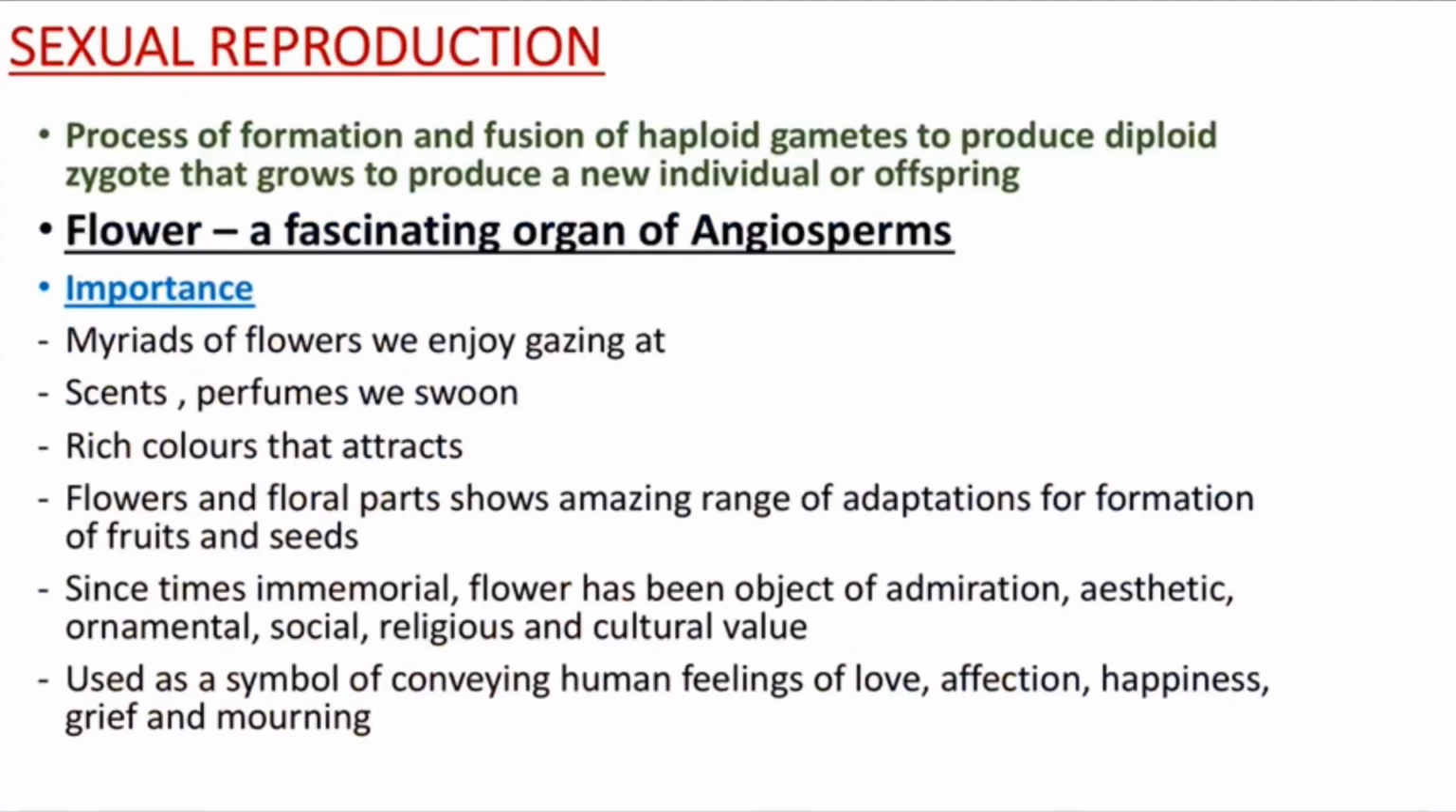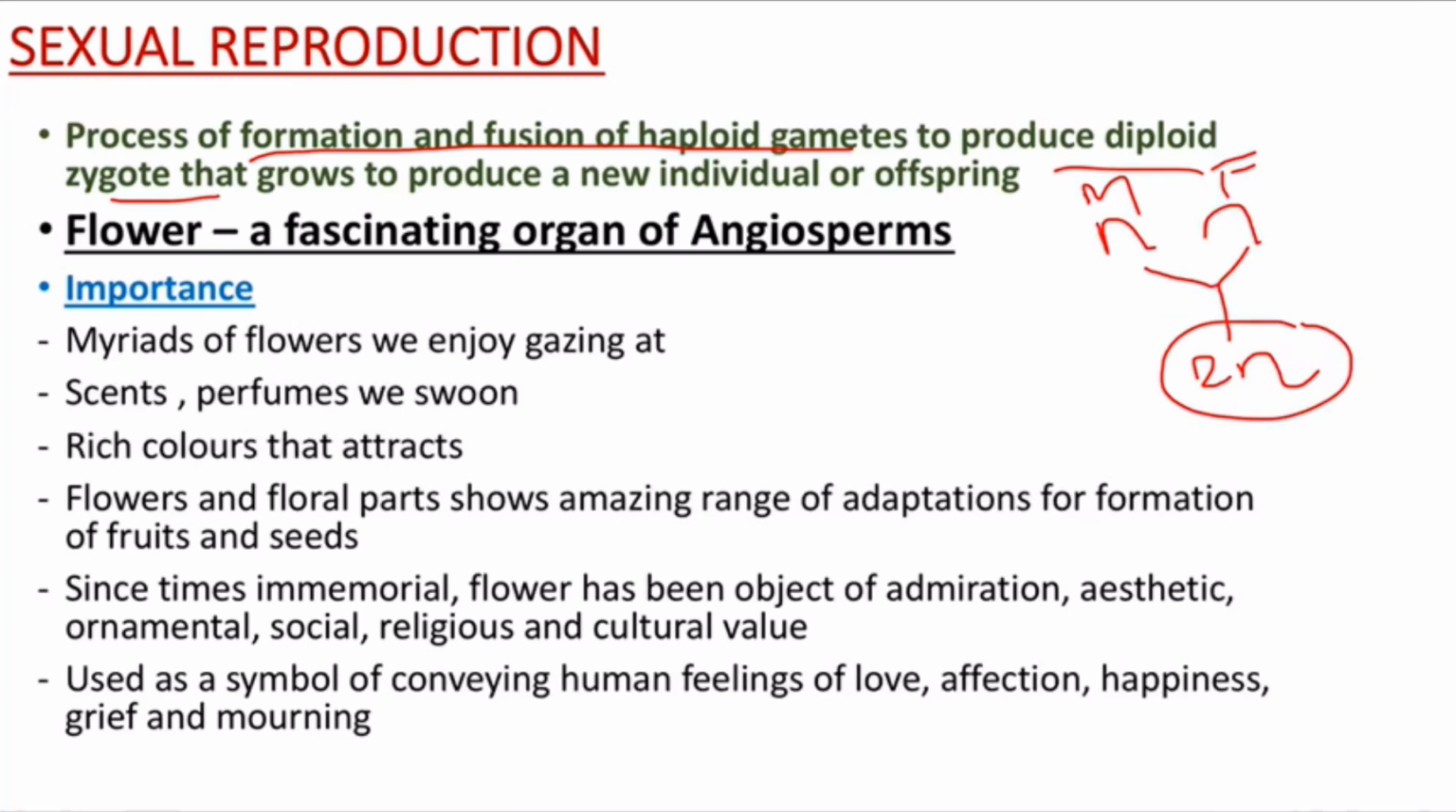is. So, sexual reproduction is nothing but what? It's a process of formation and fusion of haploid gametes to produce a diploid zygote. That is nothing but what? As we know, there are haploid gametes. Suppose this is a male haploid gamete and this is a female haploid gamete. When these two gametes fuse, it is going to form what? A diploid zygote. And this diploid zygote then leads to the formation of a new individual or offspring.